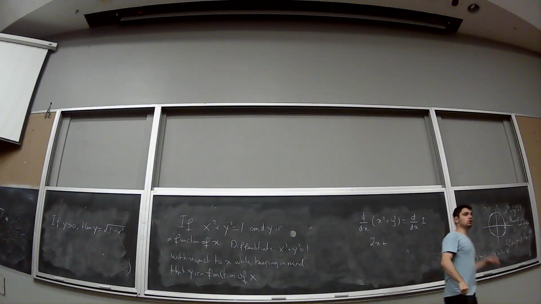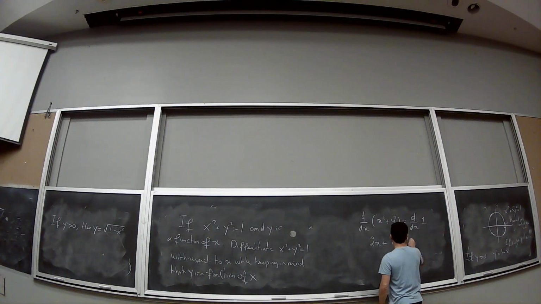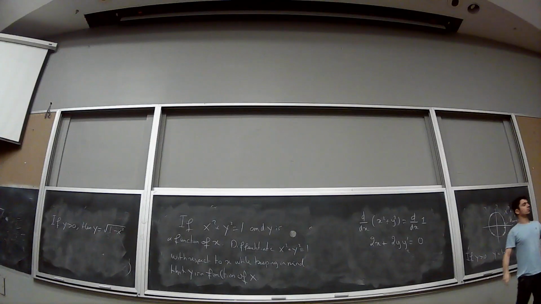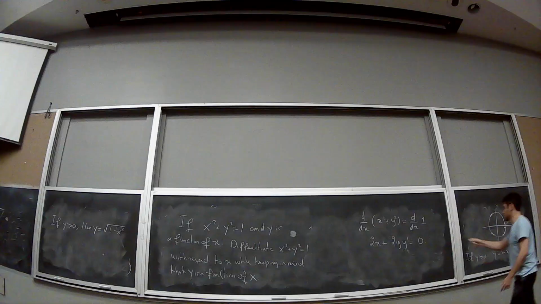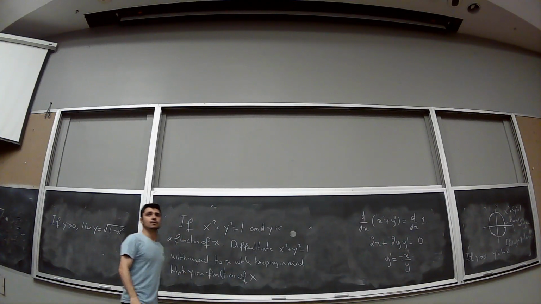Now, y is a function of x. We agree. Y is y of x. How do I differentiate y squared with respect to x? It's 2y times y prime, right? Do we see that? The derivative of y squared is 2y y prime. We see that or not? Yeah? Great. Now can you solve for y prime in terms of x and y? Y prime is equal to minus x over y. We see that?